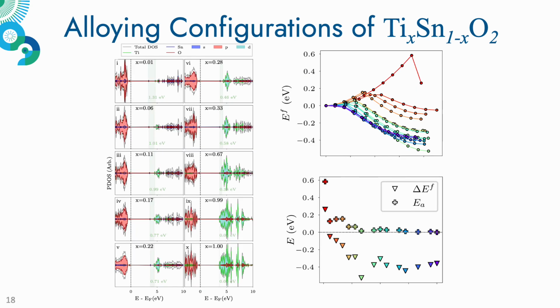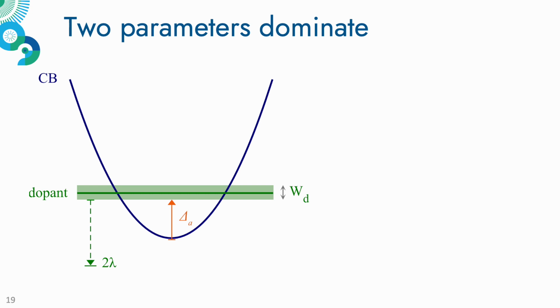From the projected density of states plot, we can see the same thing. The green titanium band increases and the gap between the dopant and the CBM decreases. If we plot the energy curve between the delocalized and localized states at various doping concentrations, we can see the formation barrier decrease from about 0.6 electron volts to almost 0 electron volts, and the formation energy also varies as the doping concentration changes. In the end, we find two parameters that play dominant roles in engineering the barrier height.